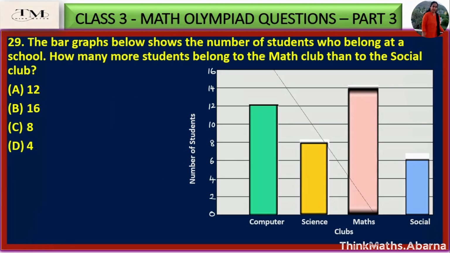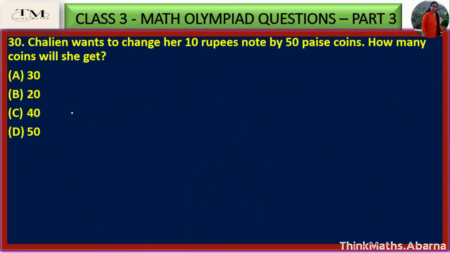Okay. Moving on to our last question. Shelian wants to change her 10 rupees note by 50 paise coins. How many coins will she get? So you know 1 rupee equal to 100 paise. How do you write 100 paise in 50 paise coins? 100 paise is nothing but 2 into 50 paise. Okay, and because 50 plus 50 equal to 100.